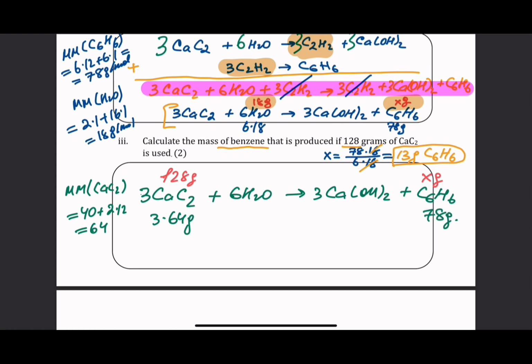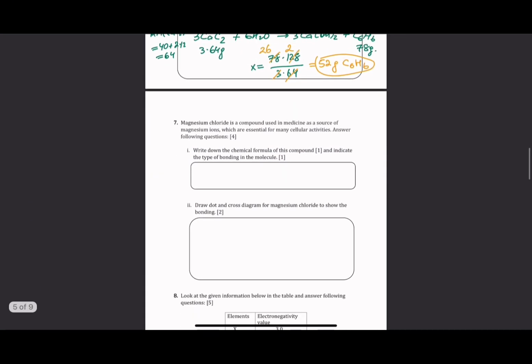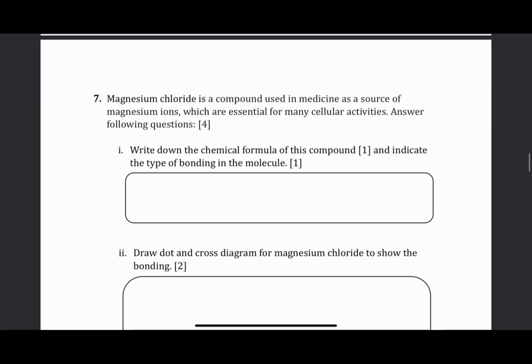it is 78. Again, we're going to set up the proportion, x equals 78 times 128 divided by 3 times 64. If you cancel out certain things, which will give you 2 up here, and then 78 and 3 will cancel out, this gives you 26, so altogether it would be 52 grams of C6H6. That is your answer. Now, that being said, we're moving into question 7.